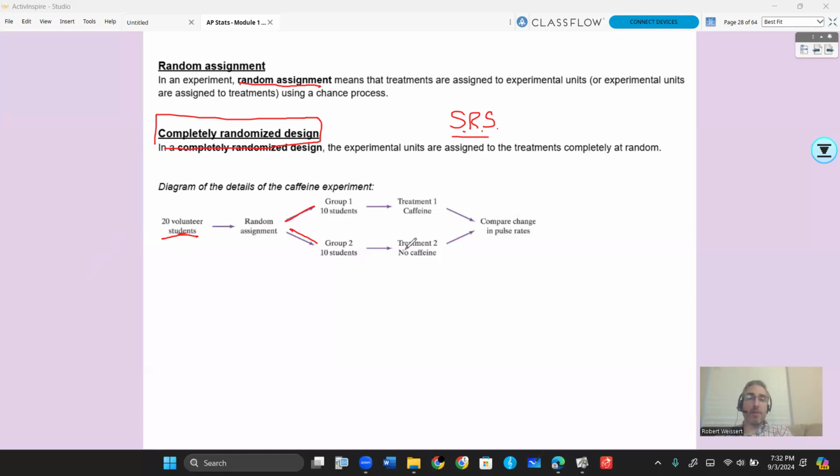So in the case of the caffeine and no caffeine, you got 20 volunteers. You would want to put all their names in a hat or use a random number generator, shuffle them up real good, randomly pick out 10 without replacement. Put those first 10 in, let's say, the caffeine group, and then the remaining ones are going to go in the no caffeine. And then at the end, we can compare, measure their pulse rates and compare, is there a significant change? And then, and only then, if we do that random assignment, can we conclude there's statistically significant results if we see it.